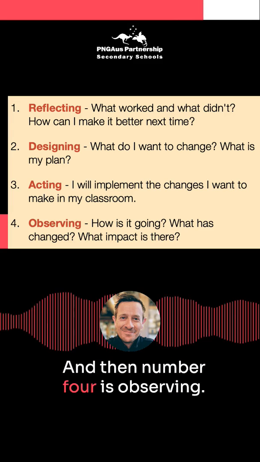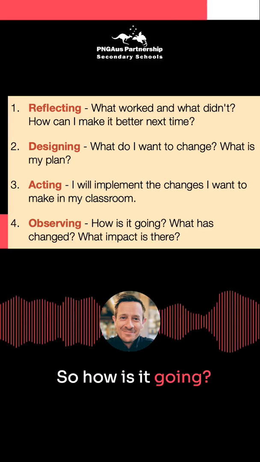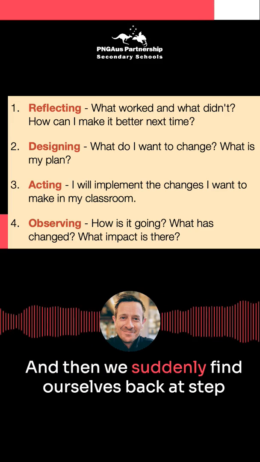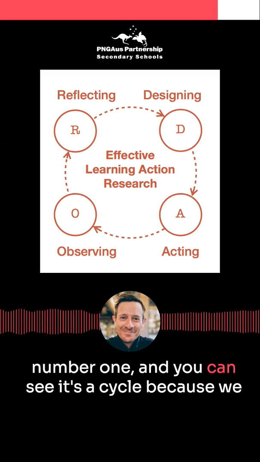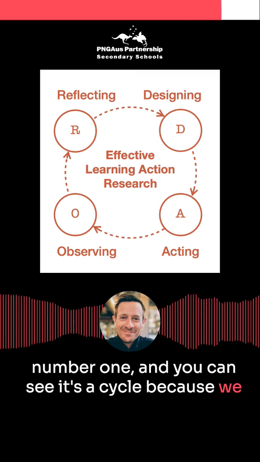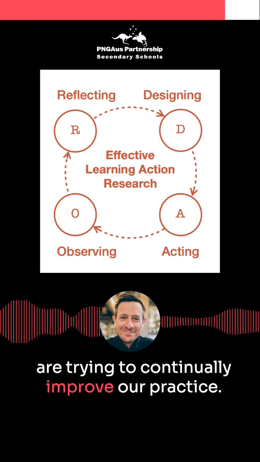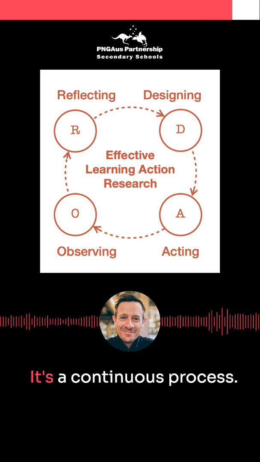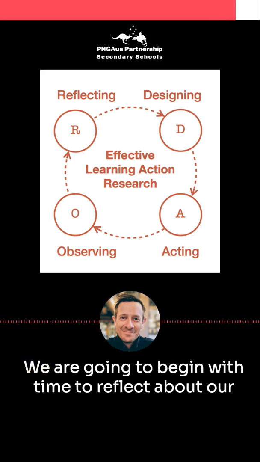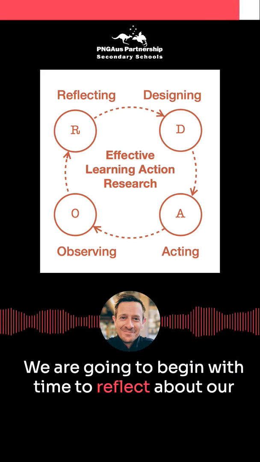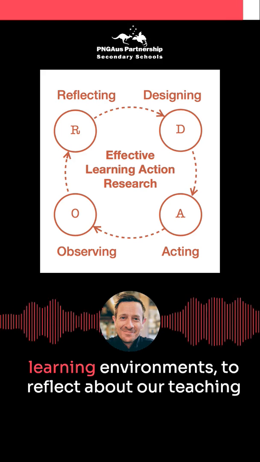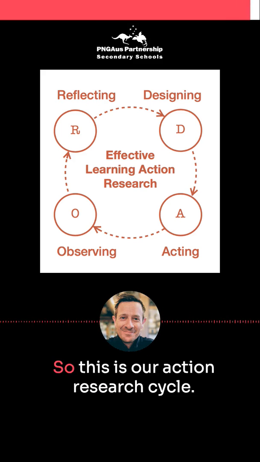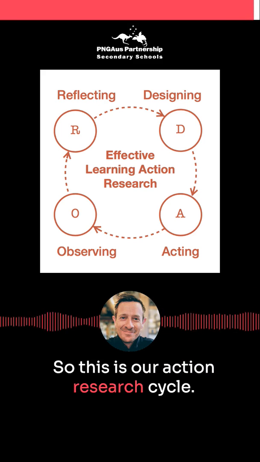And then number 4 is observing. So how is it going? What has changed? What impact is there? And then we suddenly find ourselves back at step number 1, and you can see it's a cycle, because we are trying to continually improve our practice. So it's not a start and stop, it's a continuous process. We're going to begin with time to reflect about our learning environments, to reflect about our teaching and learning spaces. So this is our action research cycle.